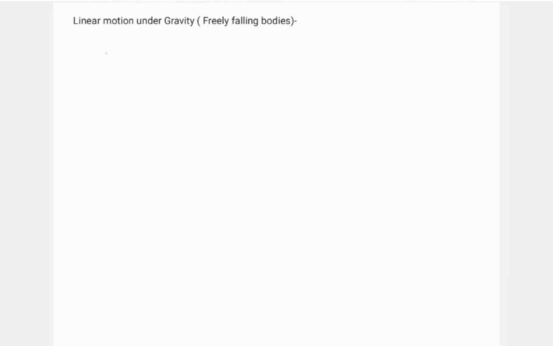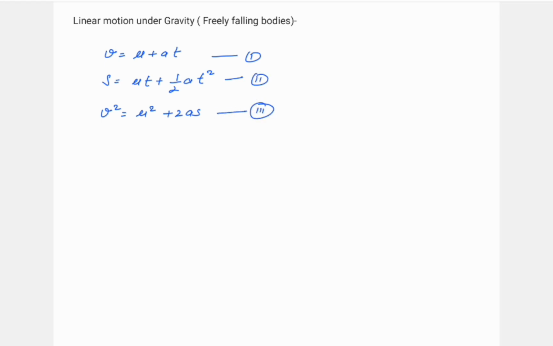These equations are V is equal to U plus AT, S is equal to UT plus half AT square, and the third equation is V square is equal to U square plus 2AS. These are the three equations that we have discussed in motion along a straight line.